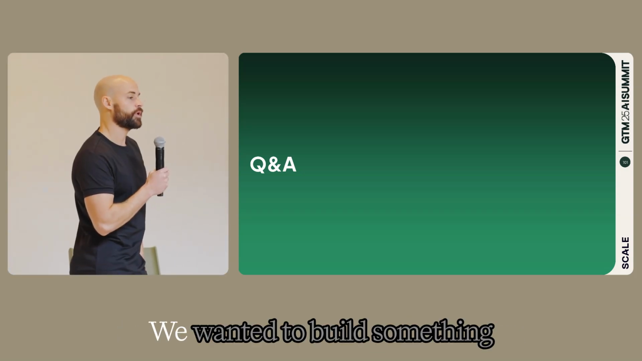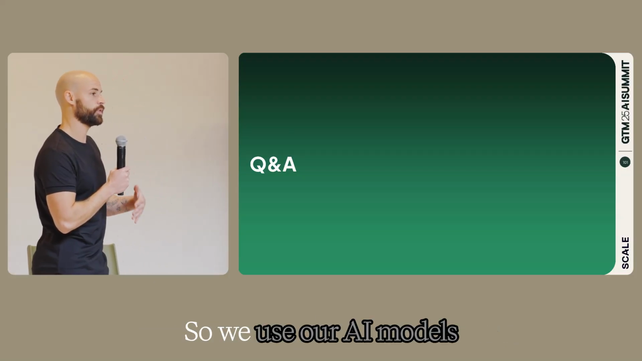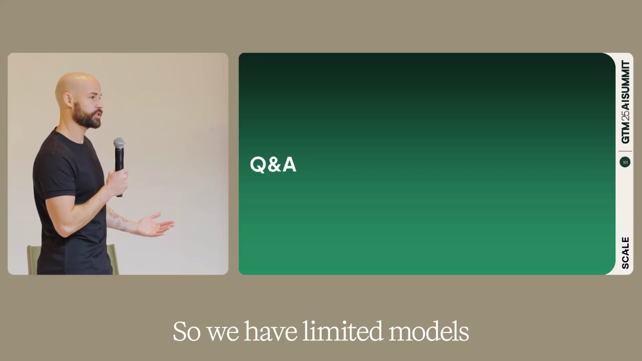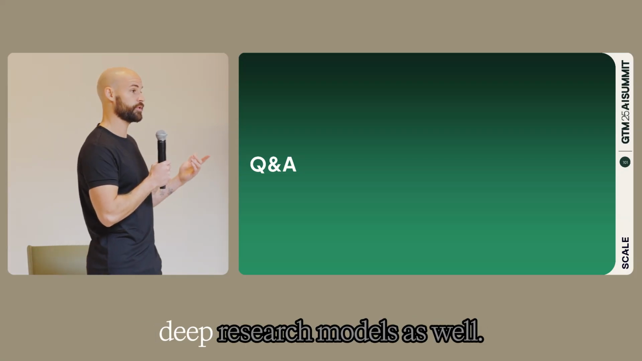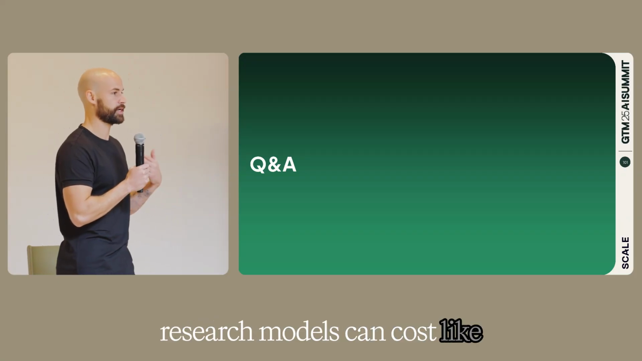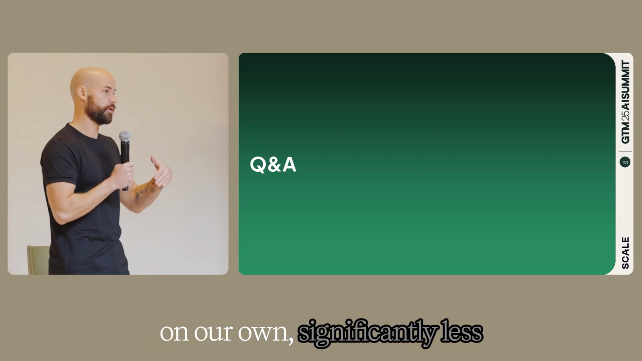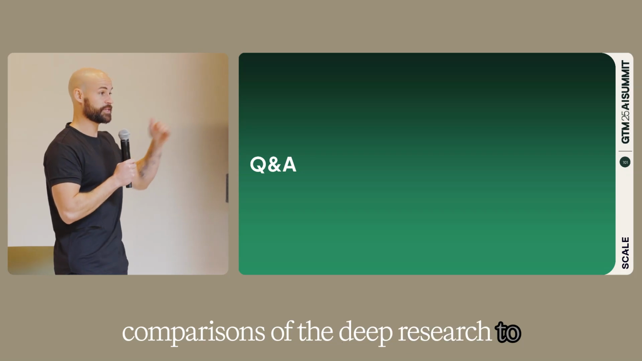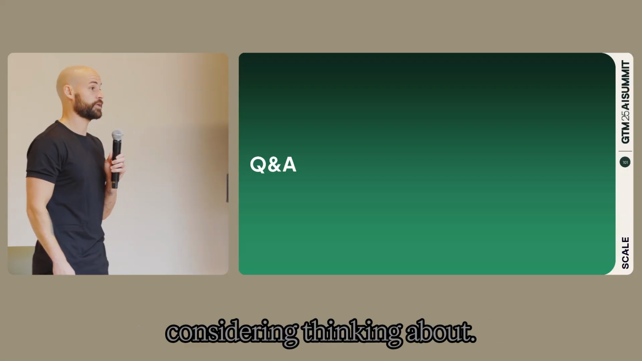We haven't. It mostly comes down to we wanted to build something that was entirely Snowflake, as much as we could on Snowflake. So we use our AI models through Snowflake Cortex, so we have limited models that we're able to use. We are working on advancements to be able to use some of those deep research models as well. But it also comes down to cost. Some of those deep research models can cost $250 plus to do research. When we're doing web search on our own, it's significantly less than that. I would love to see comparisons of the deep research to see how ours compares, so it's something on our roadmap to figure out and definitely worth considering.